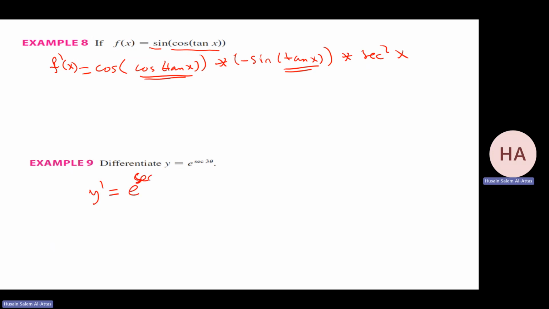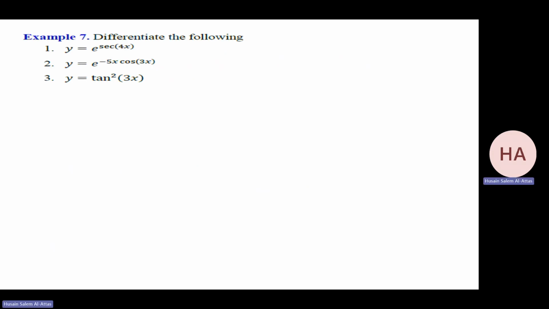Same thing here, I have y prime, e to the power something, so it will be e to the power something times the derivative of this, which is secant times tan, times the derivative of this, which is 3. Okay. More examples.